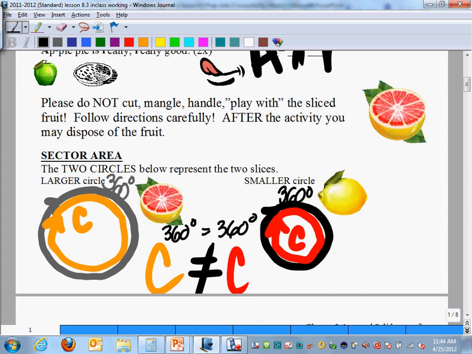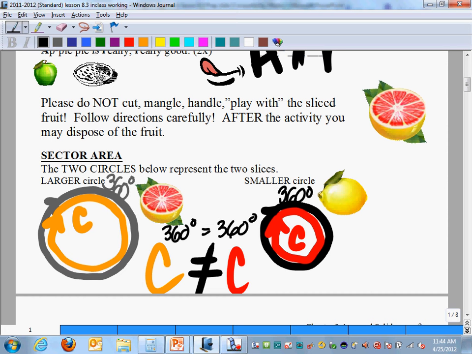Okay, ready? Look up here, guys. The degrees are the same. So those of you who are saying the same, if you were referring to the degrees, you are correct. However, the length around this circle is different from the length around this circle. We're going to be coming back to that.